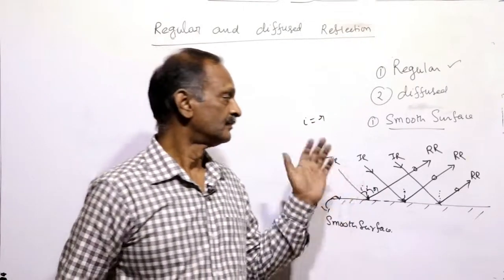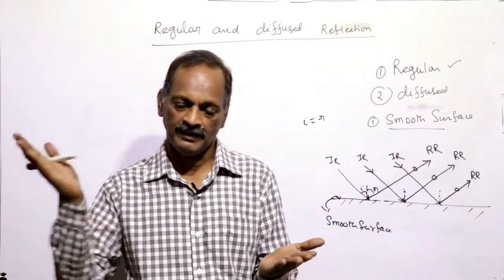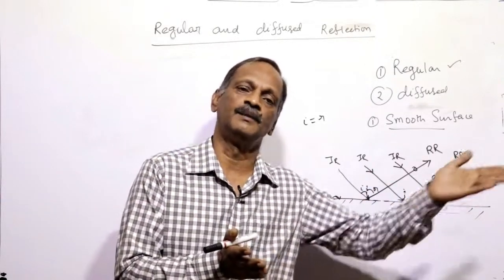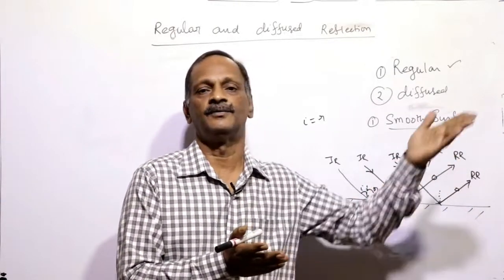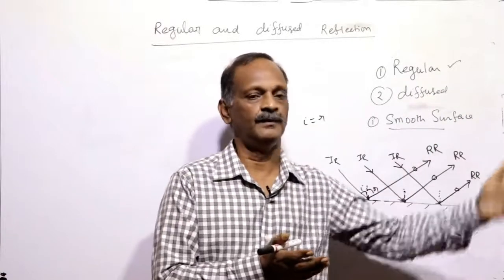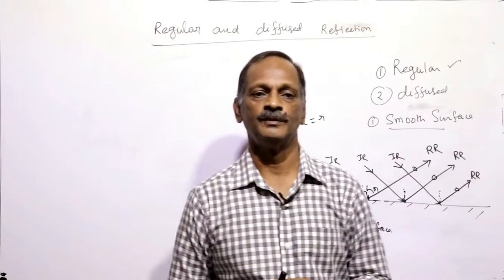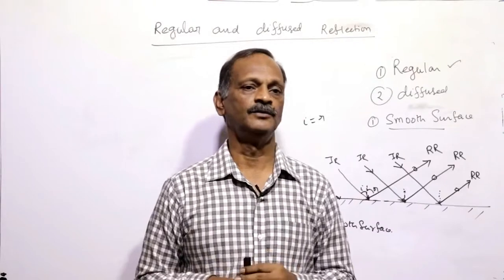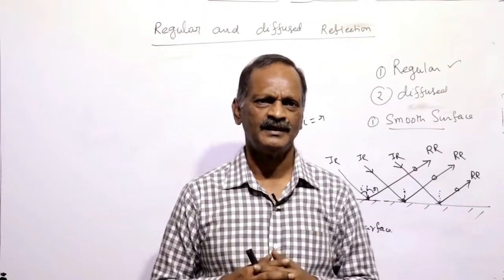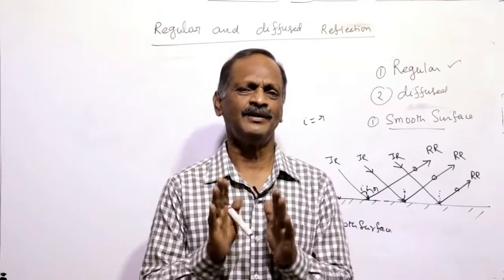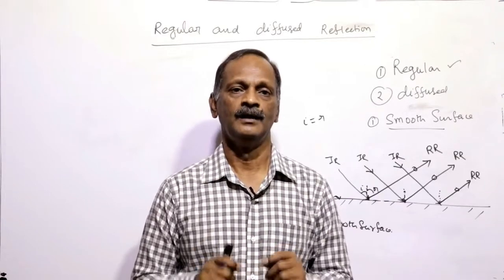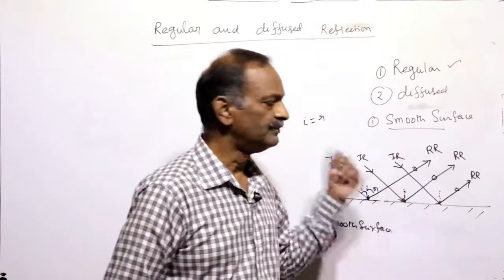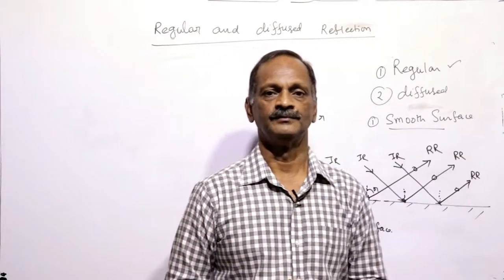It means in a smooth surface, when parallel rays fall on it, all the rays will be reflected parallel. All the normals will also be parallel. So with a smooth surface, we will get a well-defined image from this kind of reflection.